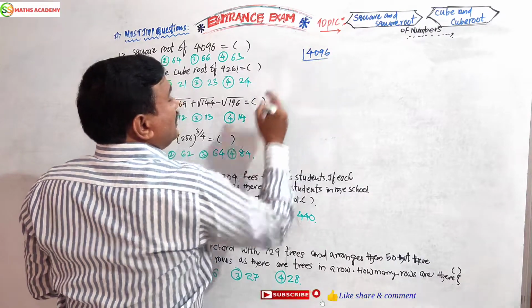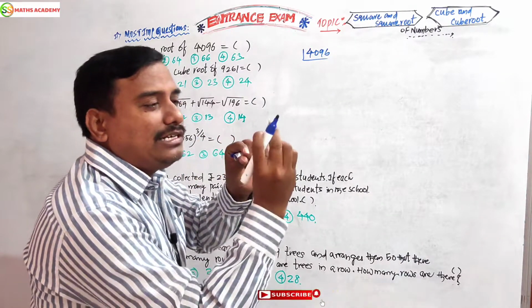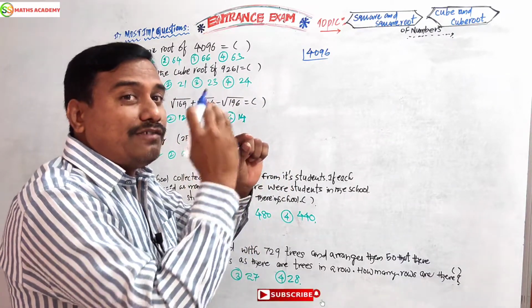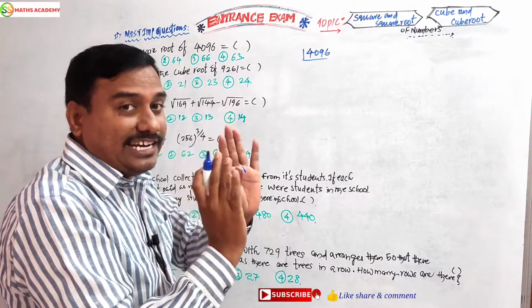4096 by the LCM method. For a square root, we should get equal pairs of the same number, that is, powers of 2. For a cube root, we should get equal groups of powers of 3. That is the one idea.